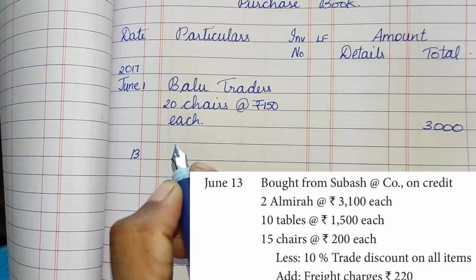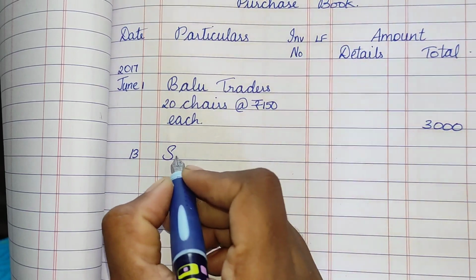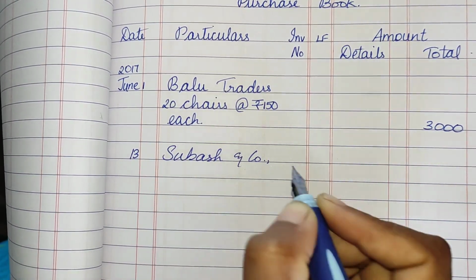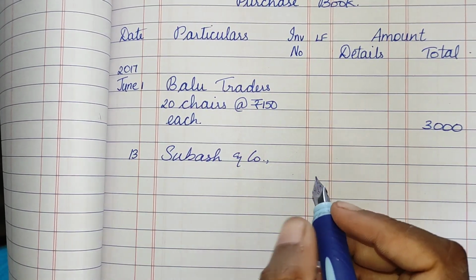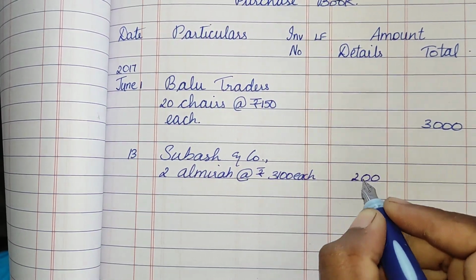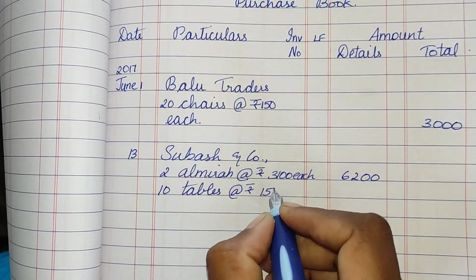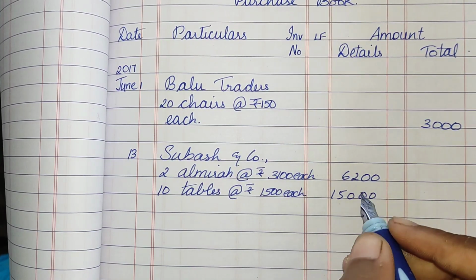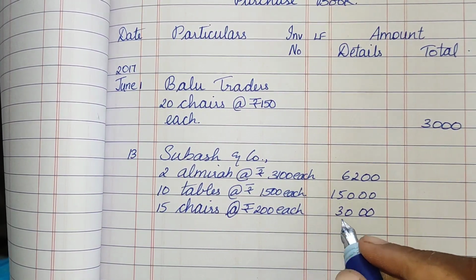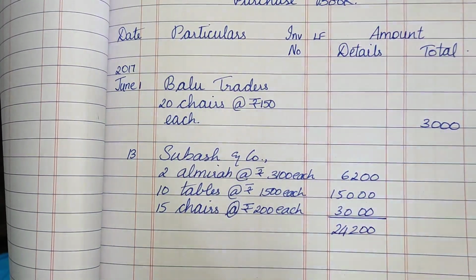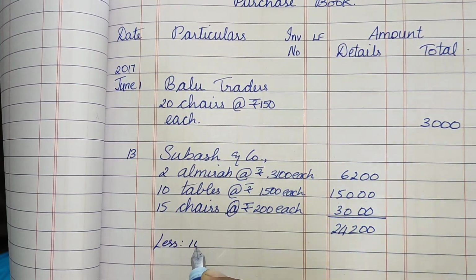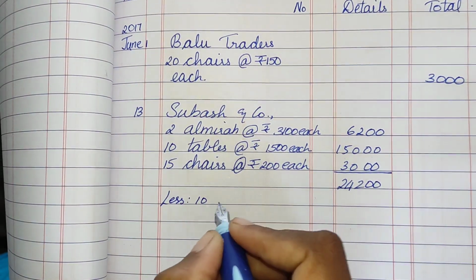Next, on June 13, bought from Subhash and Co on credit. So leave a line and next line you're going to write Subhash and Co. This is a credit purchase, so it goes to the purchase book. So we have three items given over here. They've given 2 almirahs at 3,100 each, 10 tables of 1,500 each and 15 chairs of 200 each. You're going to multiply each of these items and write it in the details column. So when you add each of these items, you get a total of 24,200, which will be written in the details column because we have a trade discount to be discounted.